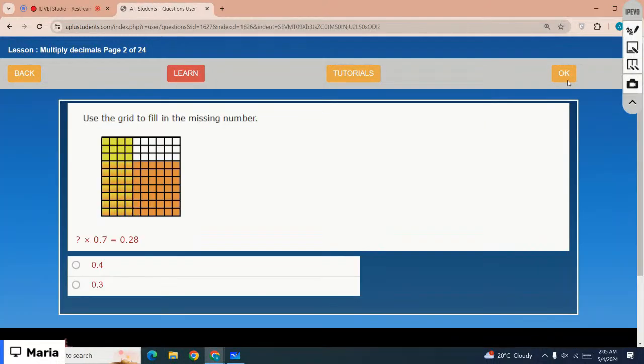Next one: use the grid to fill in the missing number. 0.7 times the missing number equals 0.28. So which number is missing? The missing number is 0.4. 0.7 times 0.4 equals 0.28. Got it?